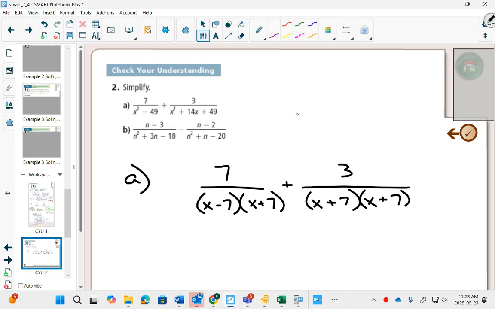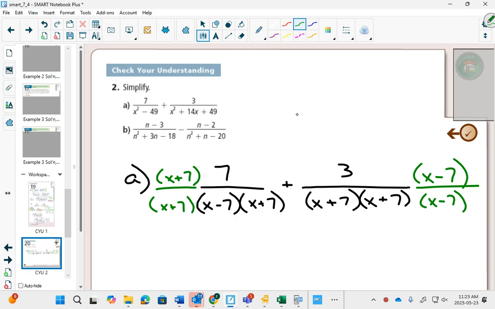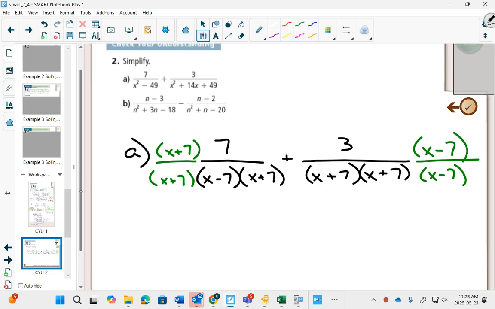Now, when we go to get a common denominator here, we notice this first one is missing one more x plus 7, so we multiply top and bottom by x plus 7, and we notice this one is missing an x minus 7, so we multiply top and bottom by x minus 7. That gives us a common denominator.